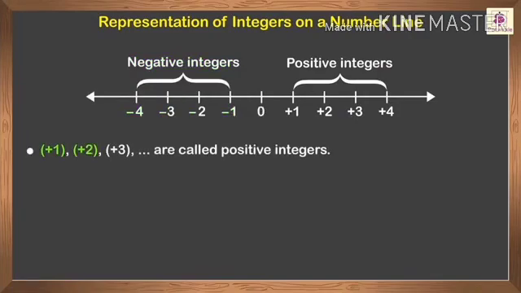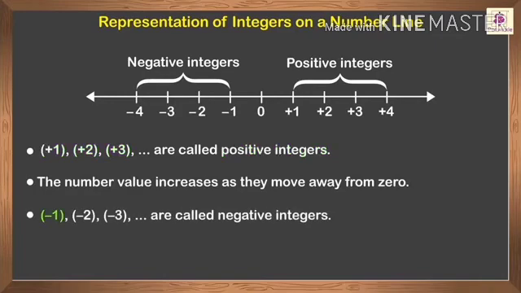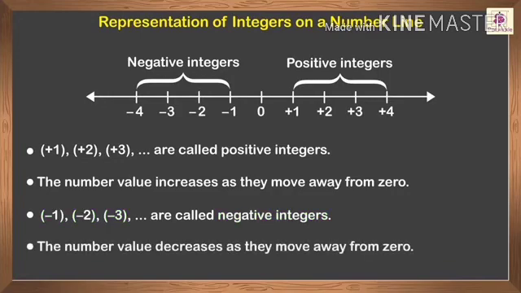Positive 1, positive 2, positive 3, and so on are called positive integers. The number value increases as they move away from 0. Negative 1, negative 2, negative 3, and so on are called negative integers. The number value decreases as they move away from 0. The integer 0 is neutral. It is neither positive nor negative.